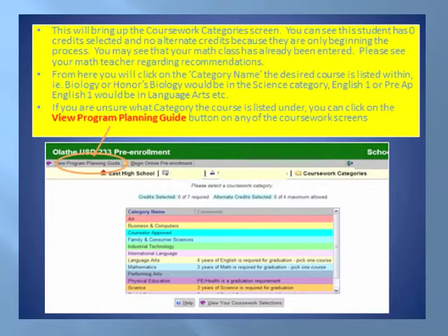Notice there's a link to the program planning guide on this page. If you don't have your PPG with you, you can use this link to check the description of a class or to check if a class has a prerequisite.